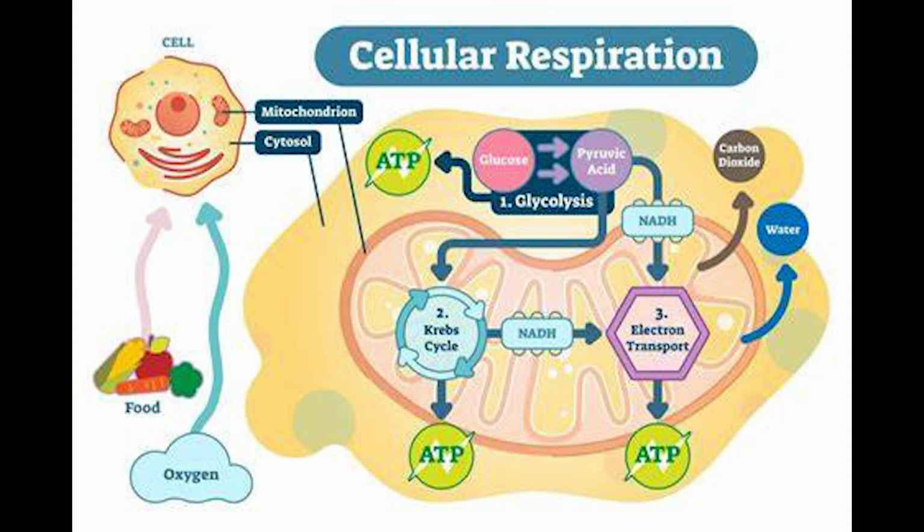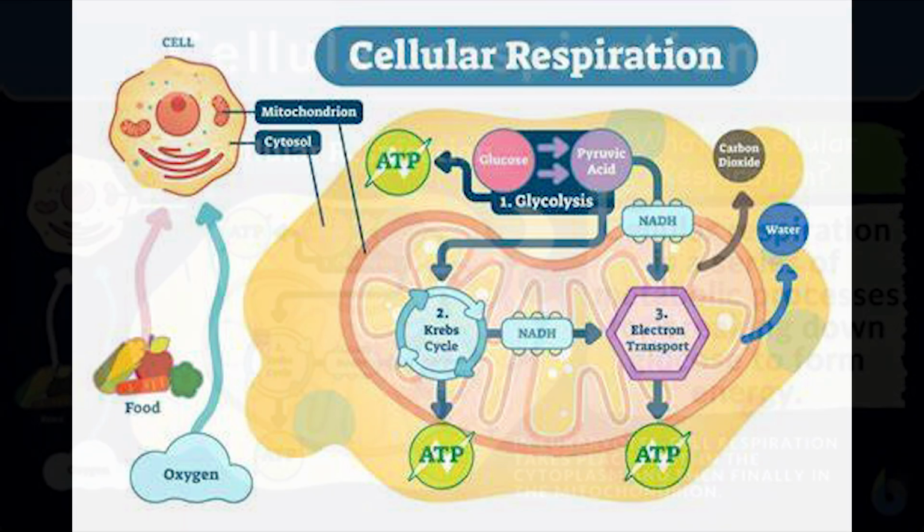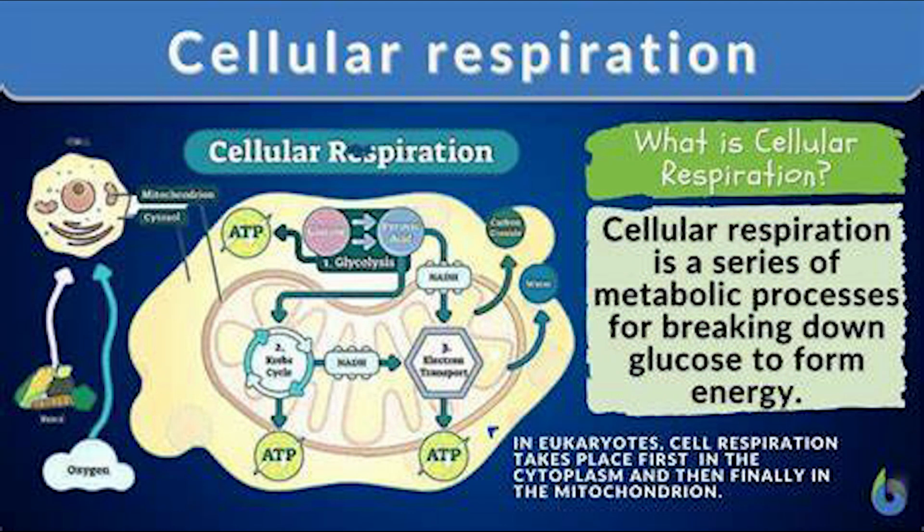The second stage occurs in the mitochondria. Each pyruvate produced in glycolysis is converted into acetyl-CoA, which enters the Krebs cycle. In this cycle, acetyl-CoA is further broken down, releasing carbon dioxide and transferring high-energy electrons to carrier molecules NADH and FADH2. The Krebs cycle produces additional ATP and provides essential intermediates for various biosynthetic processes.